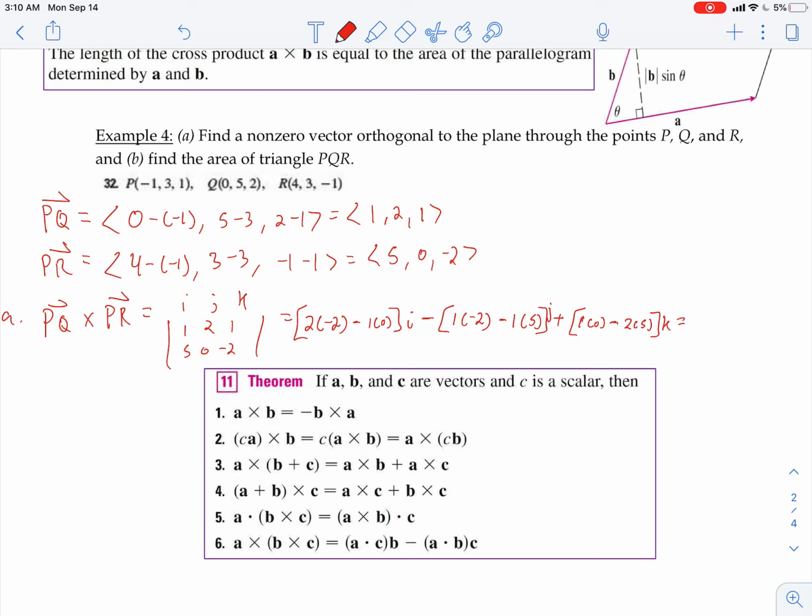2 times -2 is -4 minus 0, so -4 I. 1 times -2 is -2 minus 5 is -7. Have a negative in front, so positive 7, so plus 7J. 1 times 0 is 0, 2 times 5 is 10, minus 10, so -10K. Okay, and so there is my orthogonal vector. And now what I want to do is find the area of the triangle.